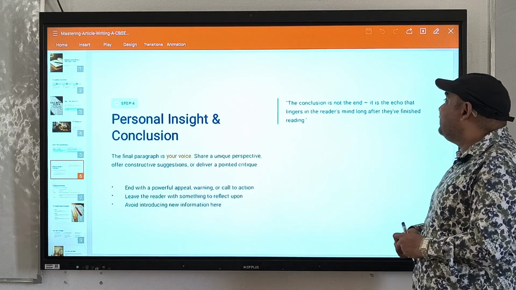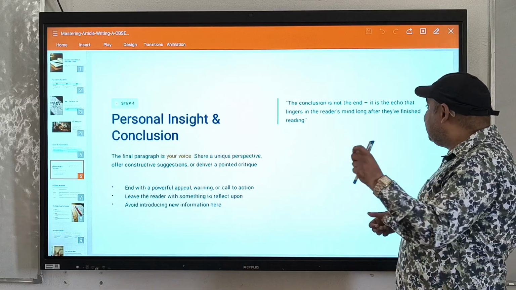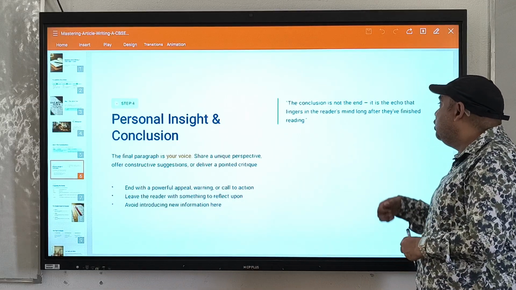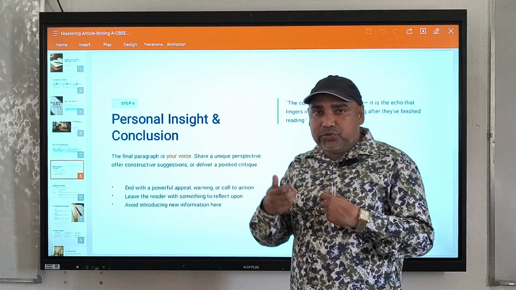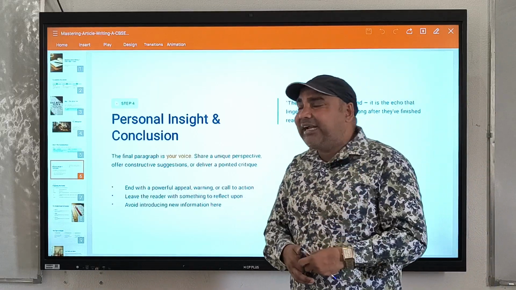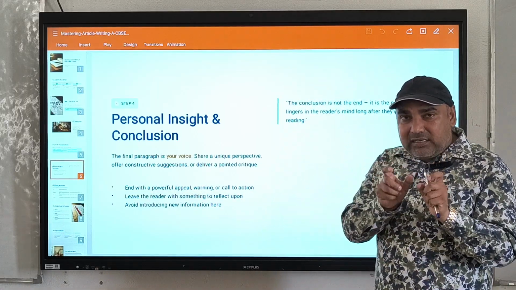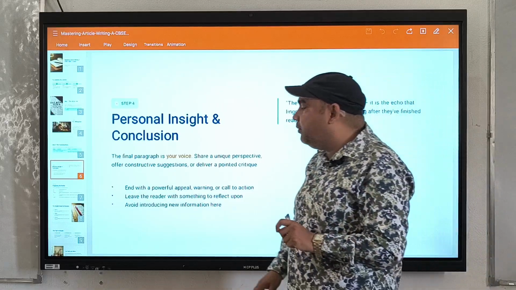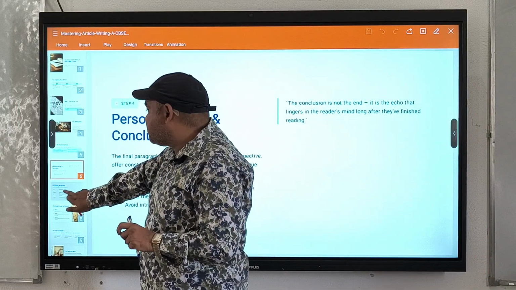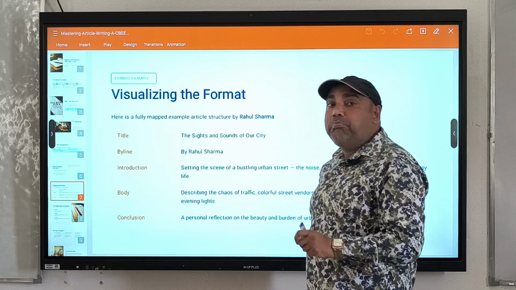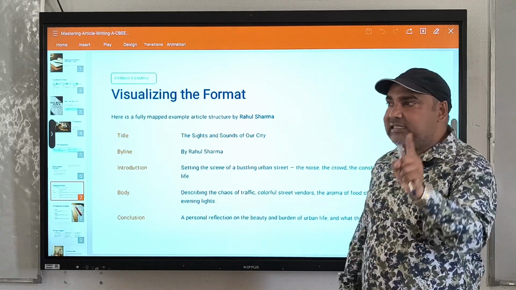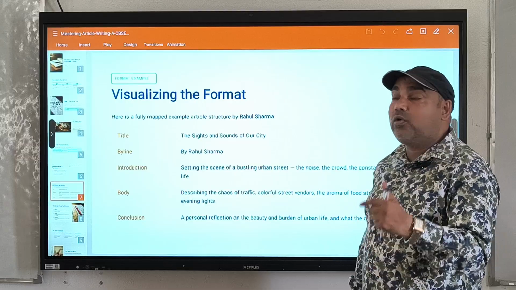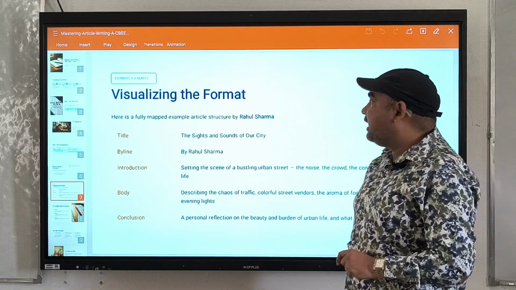The conclusion is not the end, but it is the echo that lingers in the reader's mind long after they have finished reading. Lingers means stays on, to stay for a long time. So when you are writing the conclusion, you have to think that it must have a positive impact on the mind of the reader, and he or she must be able to think that what you have written is right and what actions are to be taken from the reader's side.